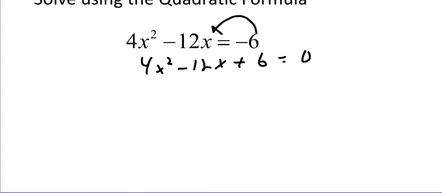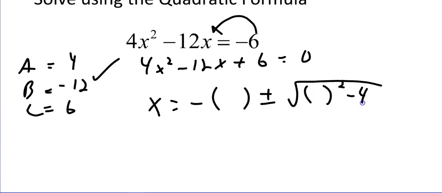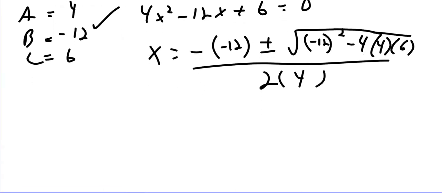Once I have that, A, B, C. So 4, negative 12. Remember, be careful whenever B is a negative, and C is 6. X equals the opposite of B, plus or minus the square root of B squared minus 4AC all over 2A. Plug them in. Negative 12 here, negative 12 here. 4, 6, 4. A, C, A. Now it's just number crunching time.